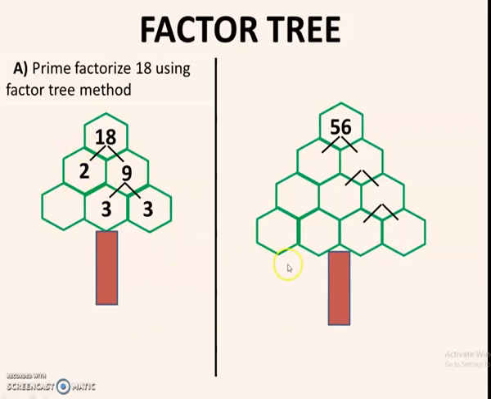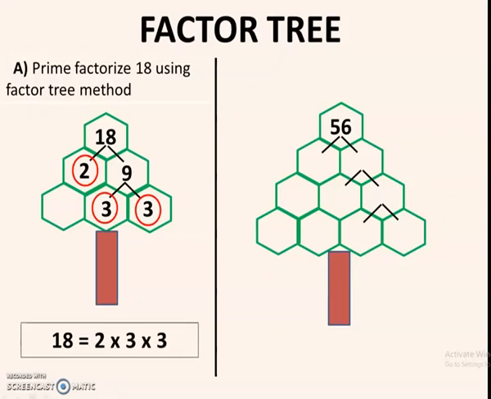Can you see? So let's quickly circle all the prime factors. 2 is a prime factor of 18. 3 is a prime factor of 18, and this another 3 is also a prime factor of 18. So the answer is 18 is equal to 2 into 3 into 3. Correct. So if you multiply 3 into 3 into 2, you will get 18 back. 3 3s are 9, 9 2s are 18. You will get 18 back. So this is how we prime factorize a number using factor tree method.